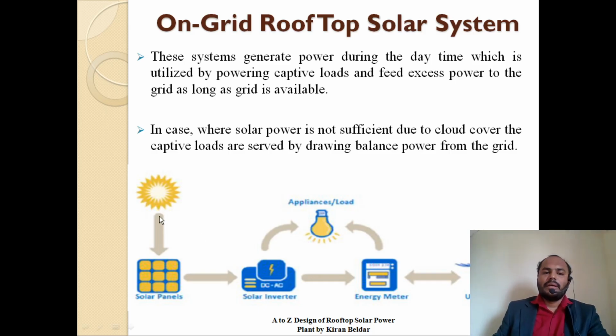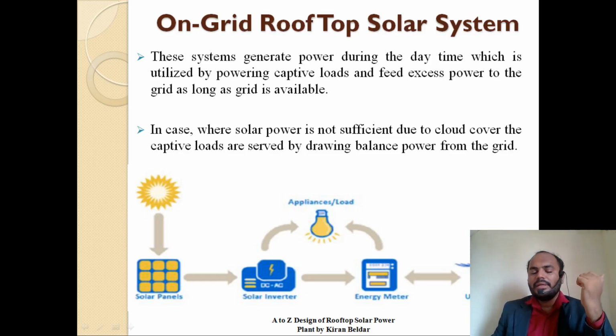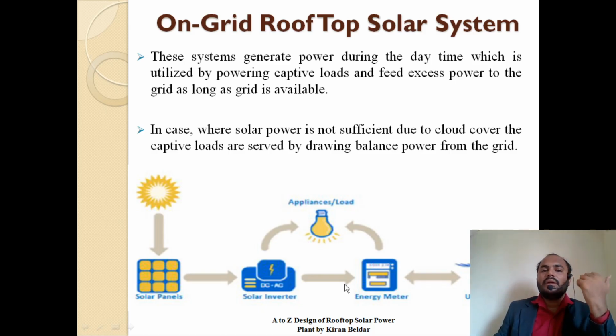This is a block diagram. The sun is falling rays over this solar panel. DC electricity is generated and given to the solar inverter. The inverter converts the DC electricity into AC electricity. We are running our load and our home appliances. Simultaneously, the net meter measures how much excess energy we are giving to the grid and how much energy we are taking from the grid when we require electricity at night.